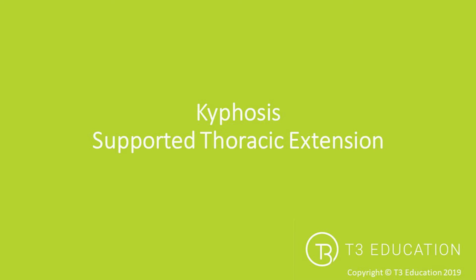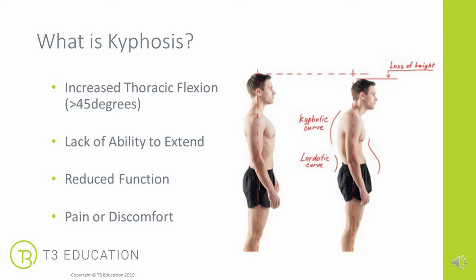Let's look at the use of kinesiology tape to support thoracic extension in a kyphotic client. Firstly, what is kyphosis? In this picture we see a client who's both kyphotic and lordotic. Kyphosis refers to increased flexion in the thorax, in the thoracic vertebrae, and lordosis is where we have increased curvature, or extension, in the lumbar spine.